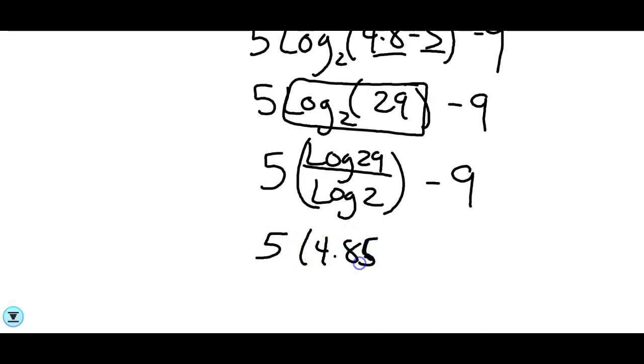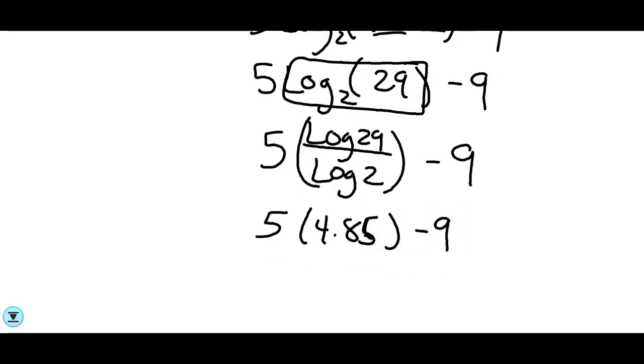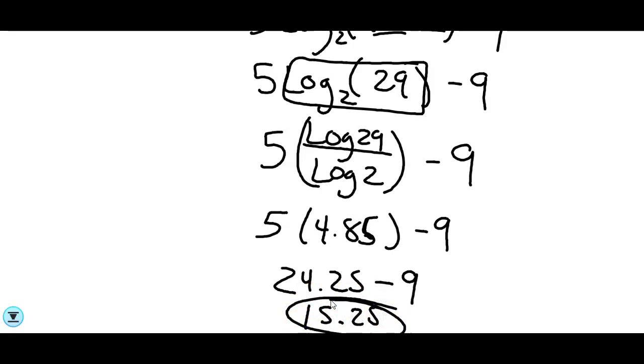Okay. And then we multiply. What does that come out to be? 24.25, minus 9. And then we get 15.25. Okay, sounds good. So there it is. All right, so that's the end.